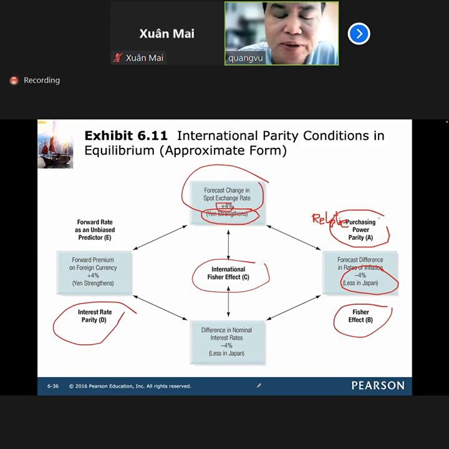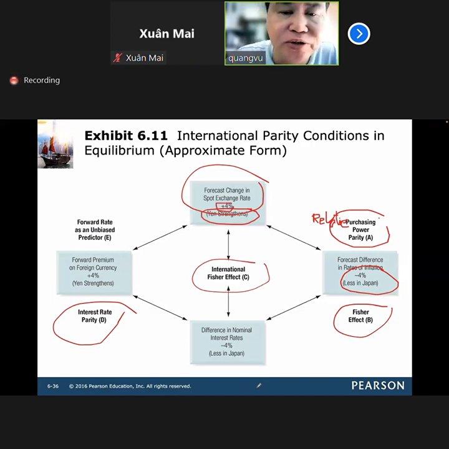How? Say starting from market equilibrium, if you believe that inflation in Vietnam is 4% higher than that in the United States, then you can predict that the Vietnam dong currency is going to be weakened against the dollar, because inflation in Vietnam is higher than that in the United States. Inflation in the United States also goes up. Inflation in Vietnam also goes up. However, you believe that inflation in Vietnam is going to be 4% higher than that in the United States.